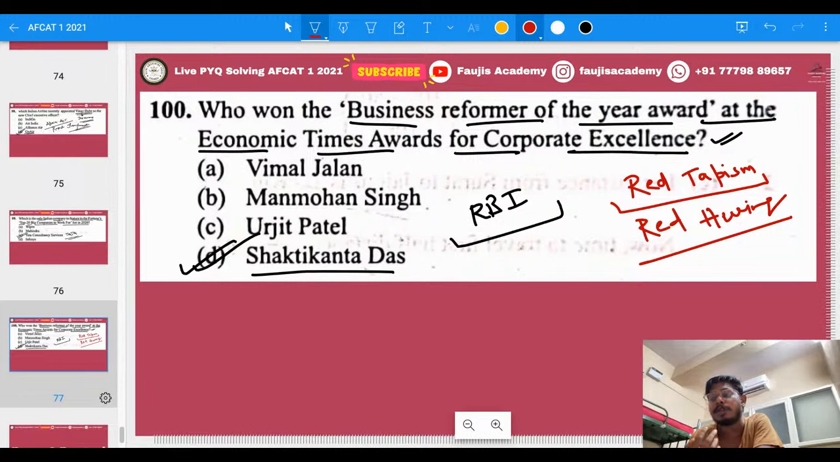Red herring means to digress from the topic. We wanted to talk about the AFCAT question paper, and now somebody is talking about something else. So this is called red herring. He's talking about everything except the AFCAT examination. Likewise, but I'm not doing it that way.